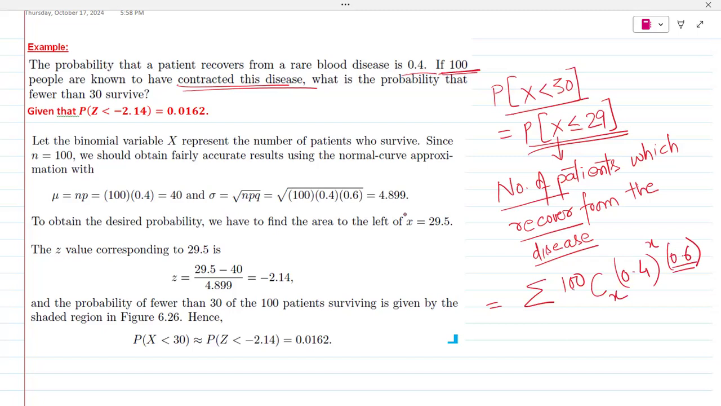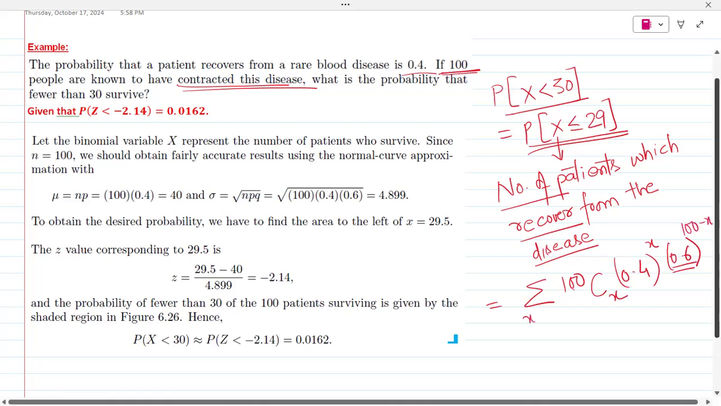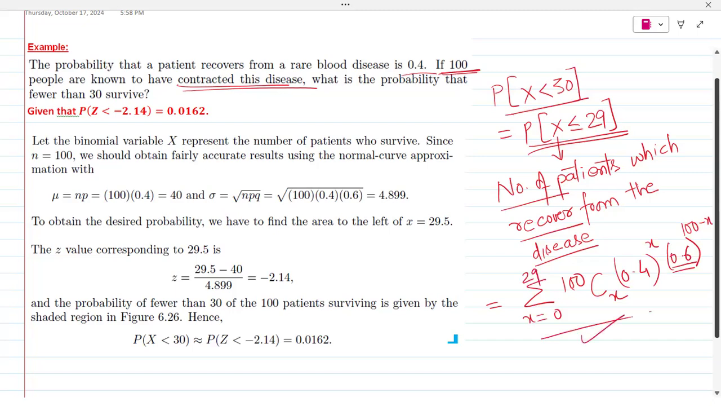So here it will be nCx p^x q^(n-x), and x will range from 0 to 29. This will be the exact probability of the case that out of 100 such patients who have contracted this disease, fewer than 30 survive. Now, in this solution, we are calculating its approximate value using the normal distribution.